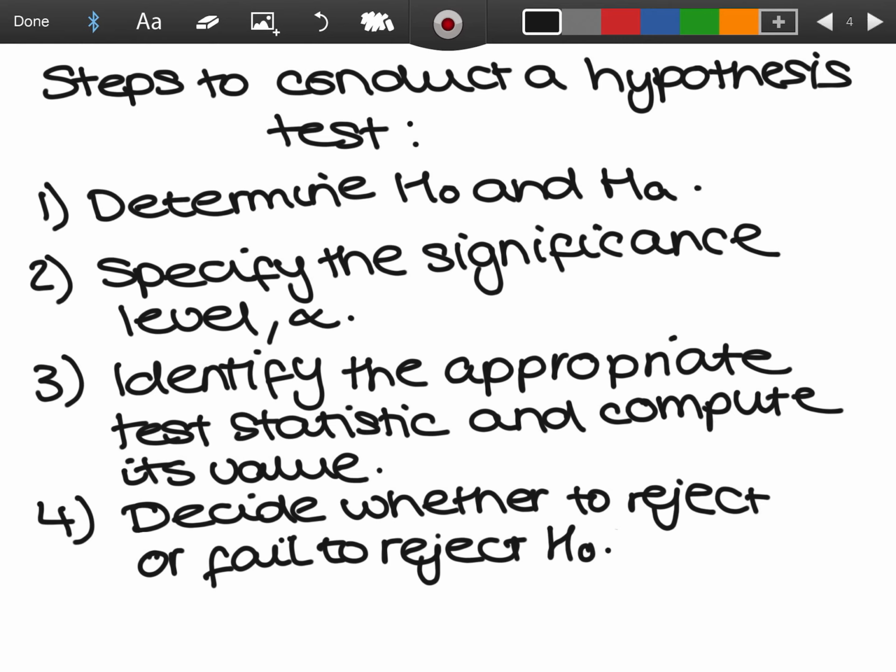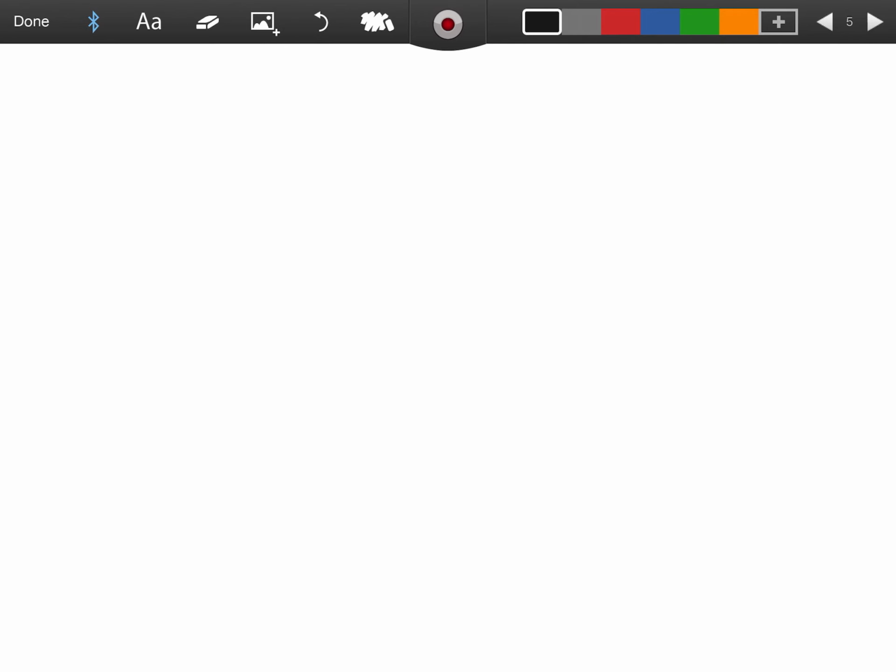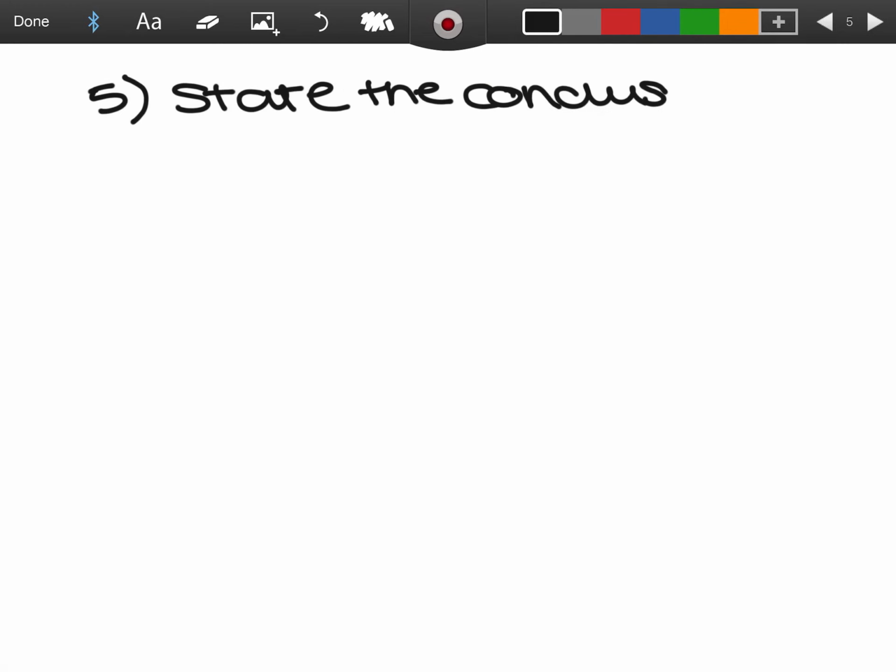And then step 5 is just stating the conclusion in terms of the original problem. So you will have done all of this mathematical work, but once you have done that, I want you to state the answer in terms of the original problem. So you can state, okay, I have rejected the null hypothesis, which means that I reject the fact that my mean is this value, or I reject the fact that my population proportion is this value. So you always pull it back to what your initial problem was at the start. So step 5 is to state the conclusion in terms of the original problem.